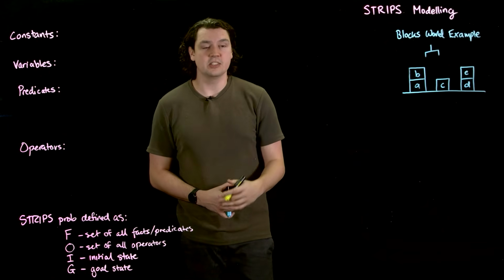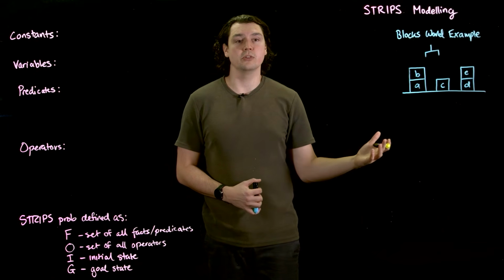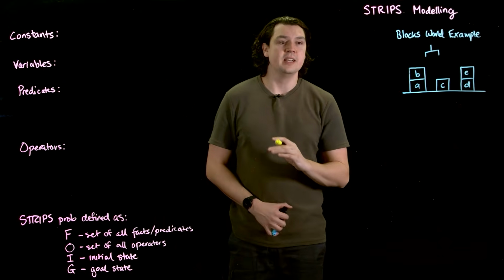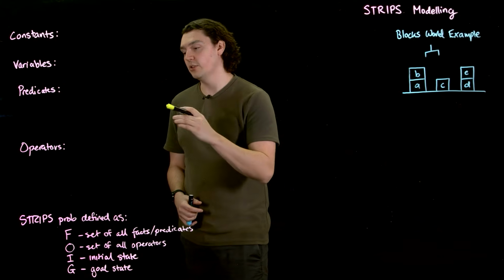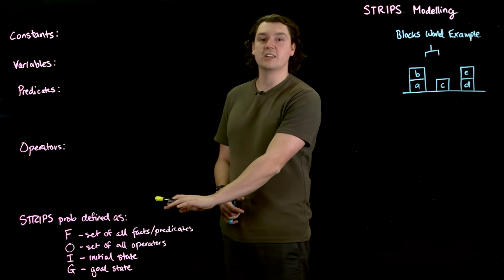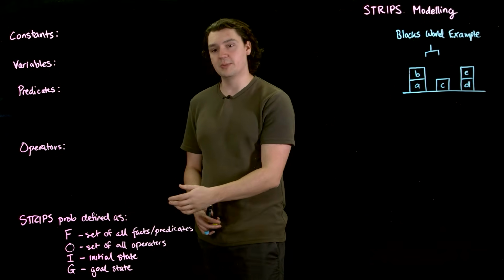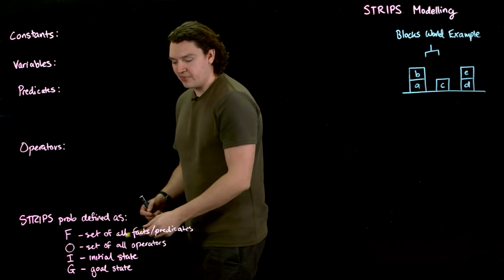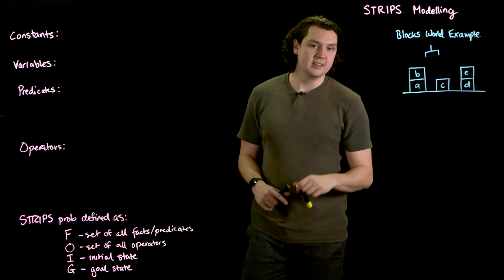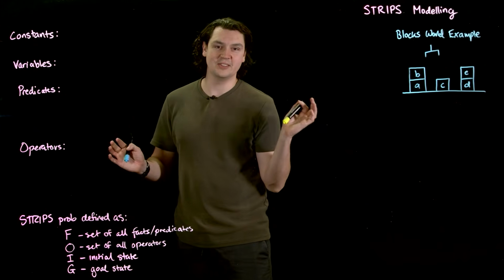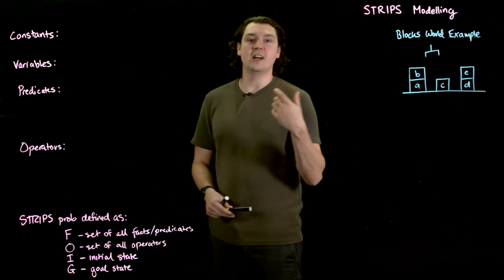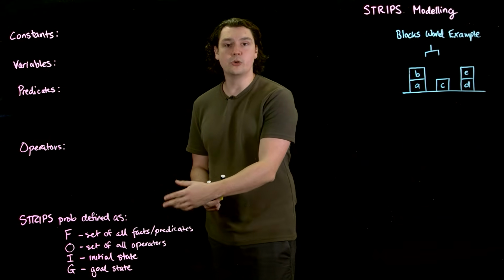So let's try to describe it and talk through how we're going to model the world. Right down here, I've written it up to guide us through this. Whenever we're trying to define a problem through STRIPS, we essentially have, sometimes it's called F, O, I, G, whatever you want it to be. We're going to define this in terms of almost like two pairs of things.